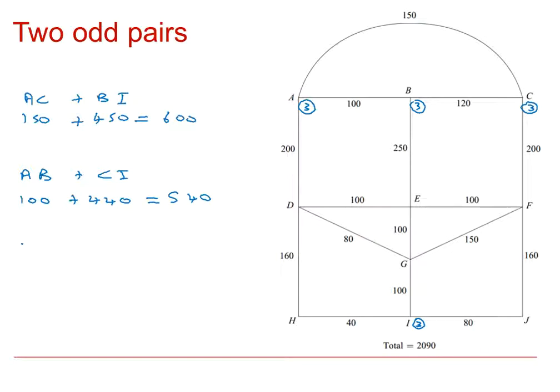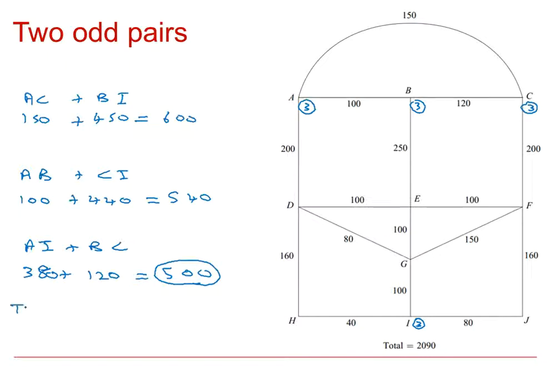And the final way of pairing them up is to connect A to I and B to C. The most efficient way of connecting A to I is repeat AD, repeat DG, repeat GI. So that would be an extra 380. And B to C is the direct link of 120. So that adds up to 500. We can now see, looking at these 3 possible solutions, the most economical one is the extra 500.